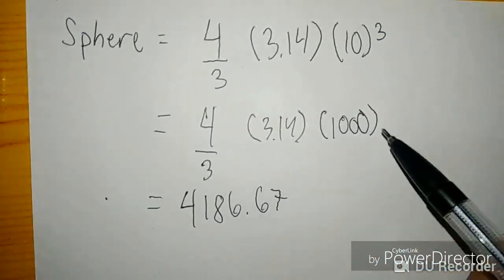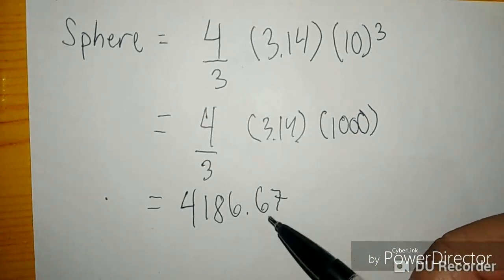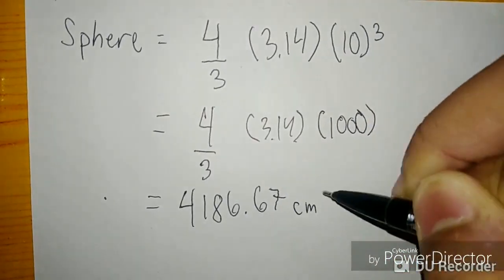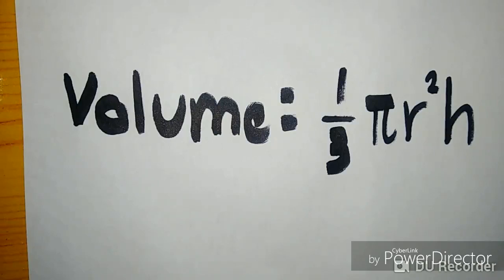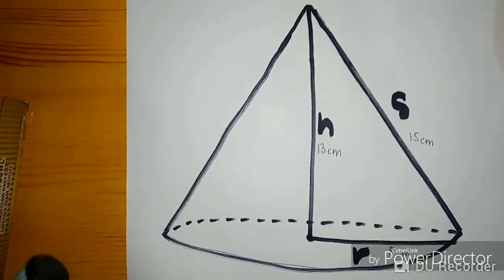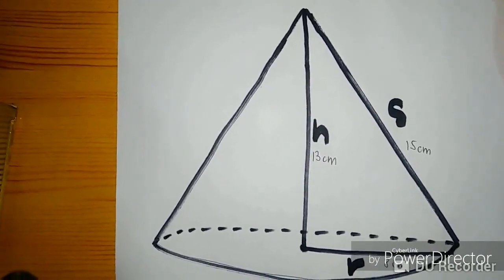Combining these three values equates to 4186.67, and its unit will be cubic centimeters because it is volume. Now let's try to get the volume of the cone with the formula 1/3 pi r squared height. The radius is 8 centimeters and the height will be 13 centimeters. Let's try to get its volume.